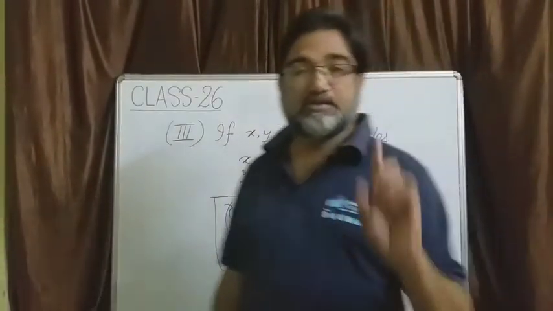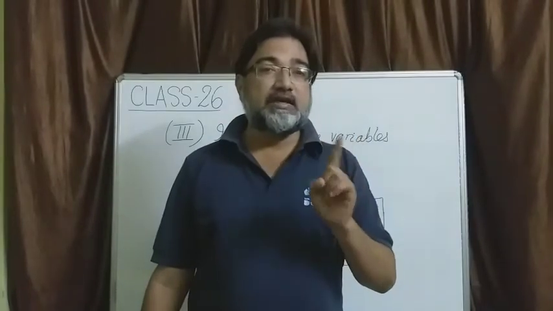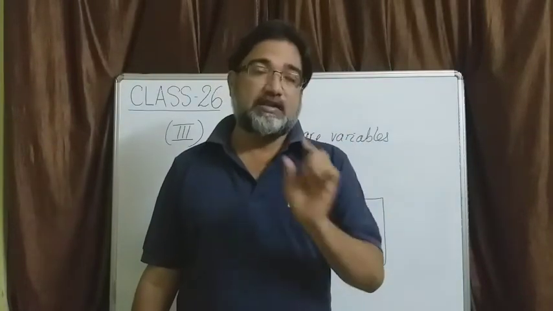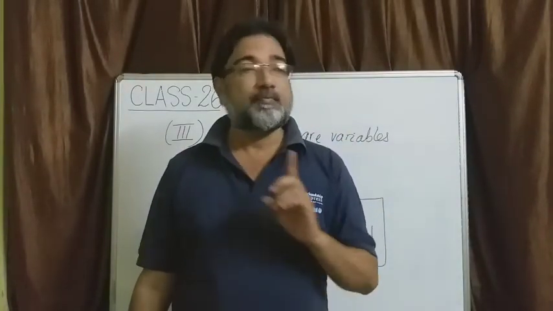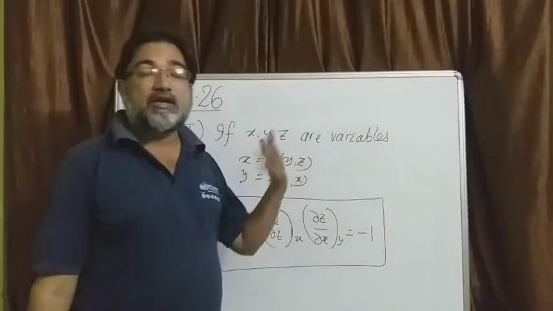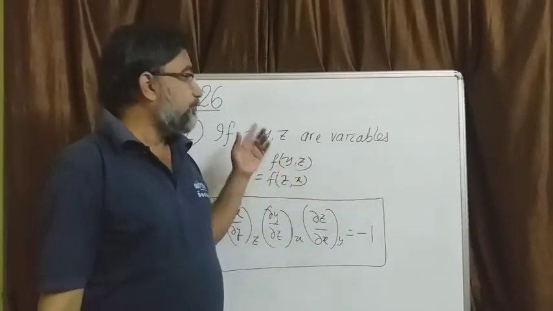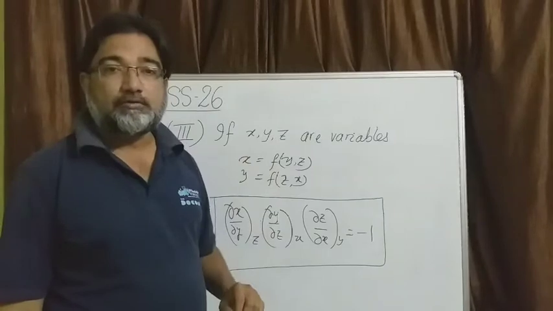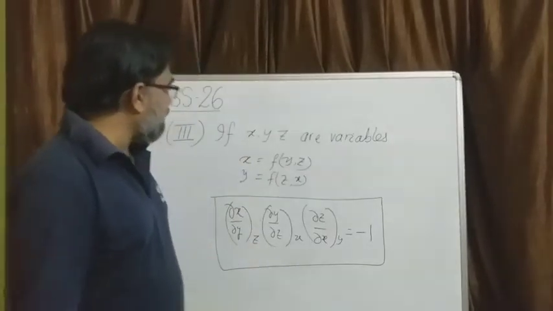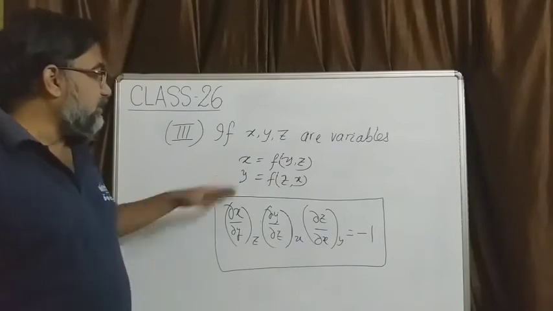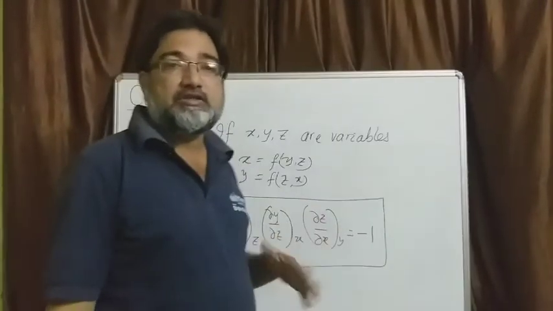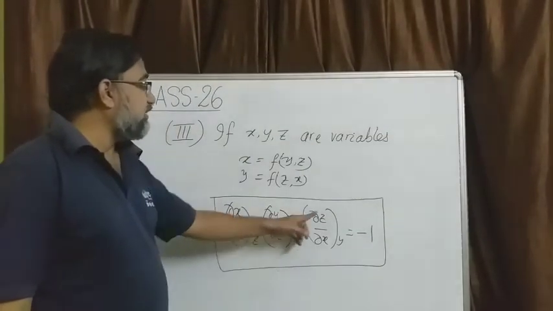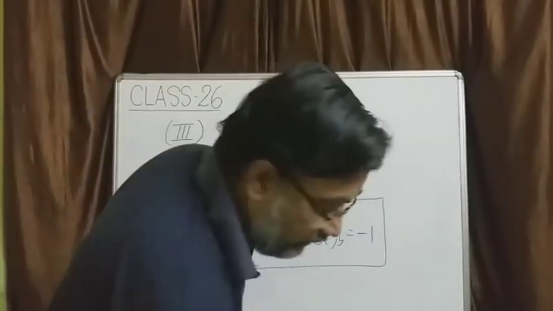One is if dz is equal to M dx plus N dy, then (∂M/∂y) at x is equal to (∂N/∂x) at y. If x, y, z are three variables and related by a function f, then (∂x/∂y)_f (∂y/∂z)_f (∂z/∂x)_f is equal to -1. Then the third one is if x, y, z are three variables and any one of these variables is a function of the other two variables, then (∂x/∂y)_z (∂y/∂z)_x (∂z/∂x)_y is equal to -1.